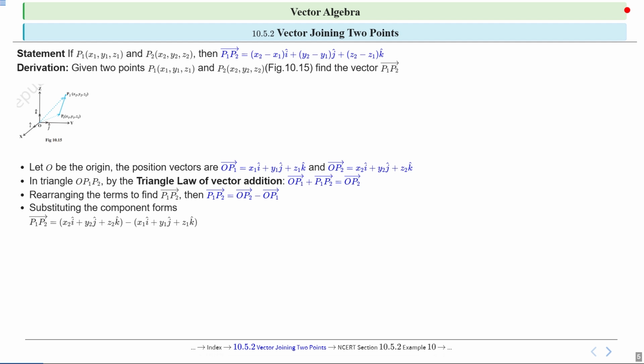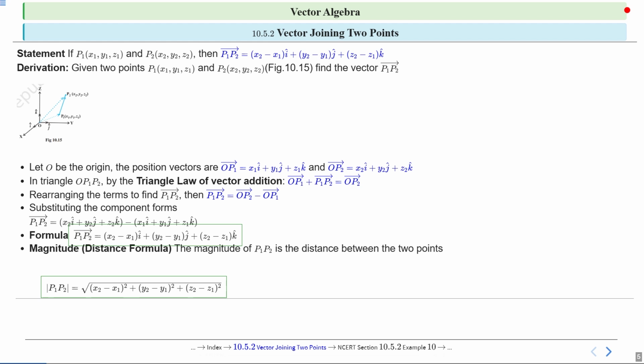Substituting the component forms, P1P2 vector will be equal to (x2 i cap plus y2 j cap plus z2 k cap) minus (x1 i cap plus y1 j cap plus z1 k cap). So the formula: P1P2 vector will be equal to (x2 minus x1) i cap plus (y2 minus y1) j cap plus (z2 minus z1) k cap. Okay.